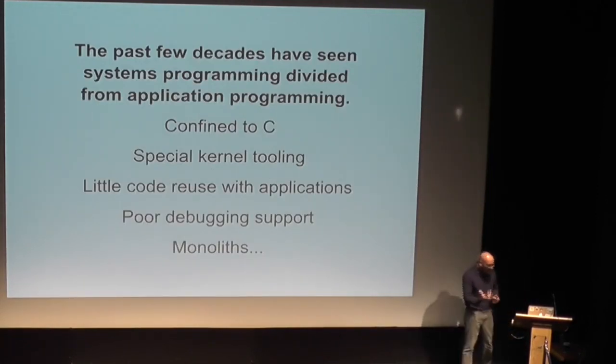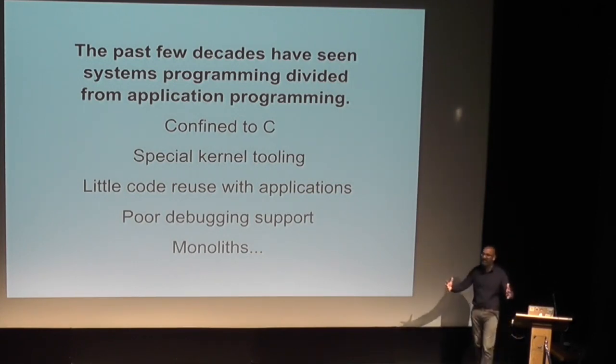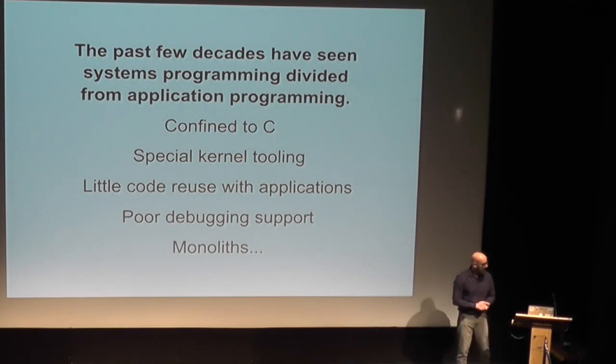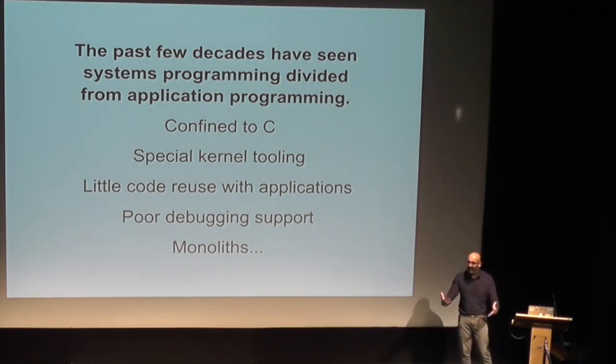And if you identify the systemic problem, the problem is systems programming has been divided from application programming. There's been huge amounts of innovation in both. But systems programming is still confined to C. The kernel is still stuck in its own world. There's special tooling. There's very little code reuse between kernel code and the application code that you see.